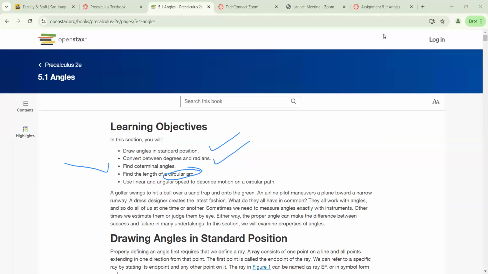So the lesson is getting recorded now, which is about angles, converting between degrees and radians, finding coterminal angles, finding the length of a circular arc, and using linear and angular speed to describe motion on a circular path. So that's what we are doing.